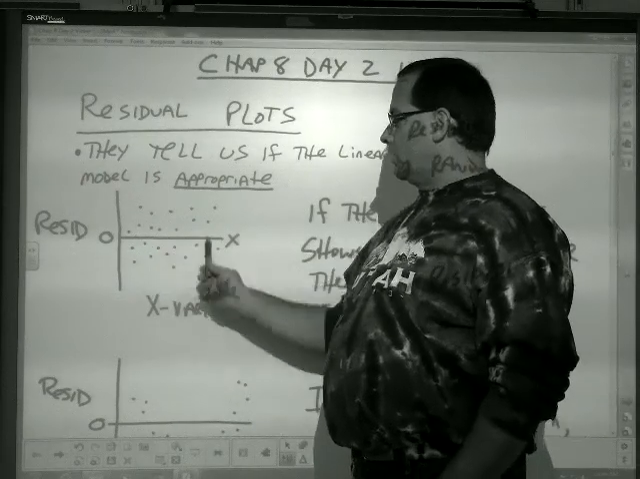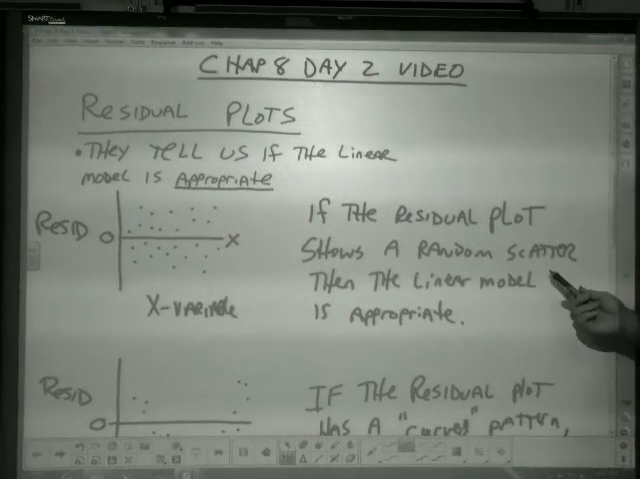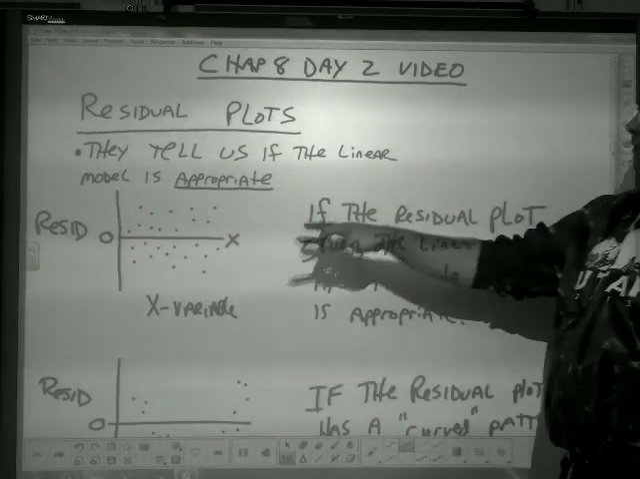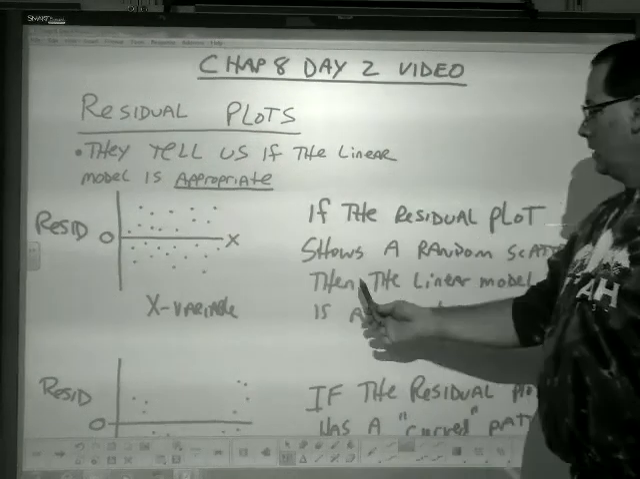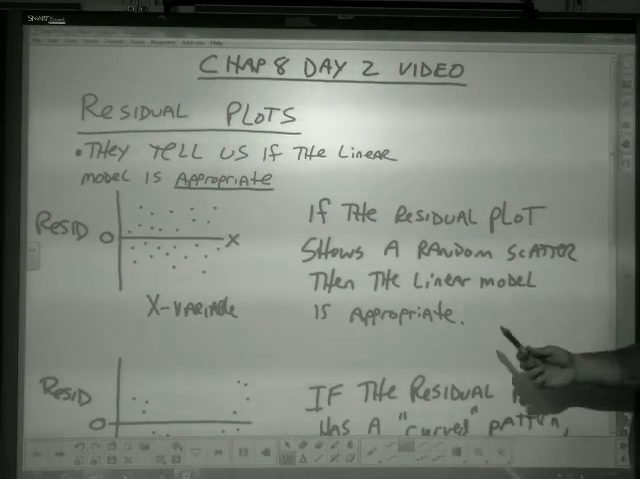If it looks like this, all right? If the residual plot shows a random scatter of points, some sort of just random scatter of points, then it will tell us that the linear model is appropriate. All right?